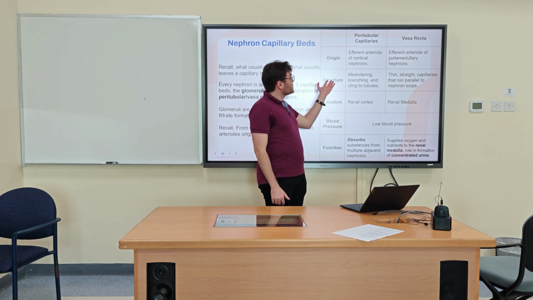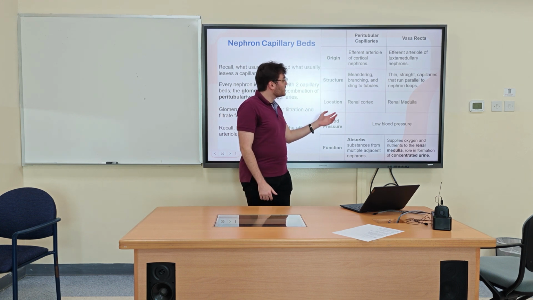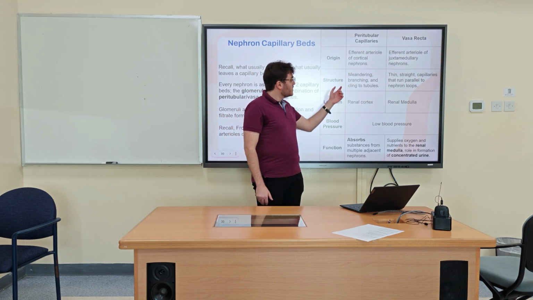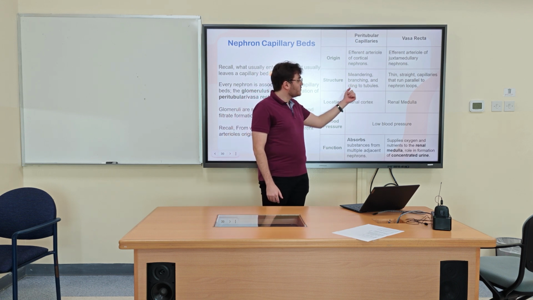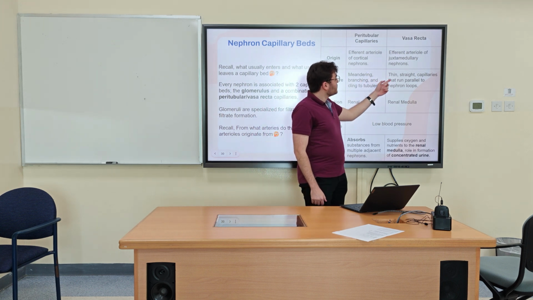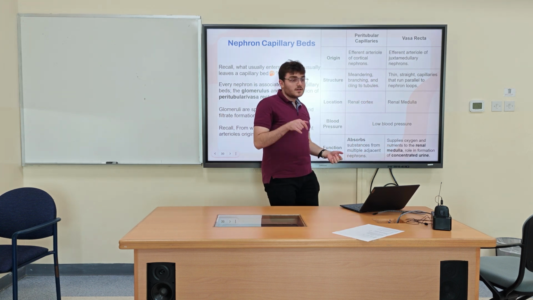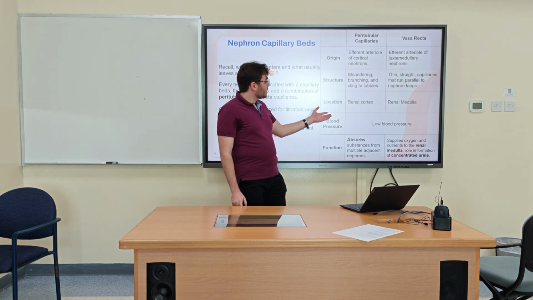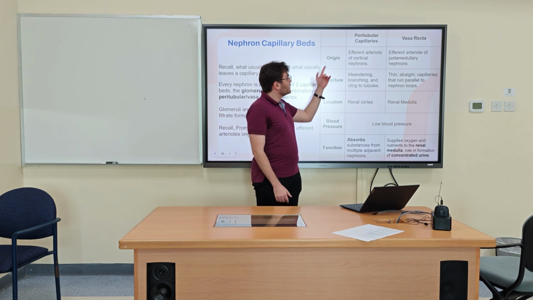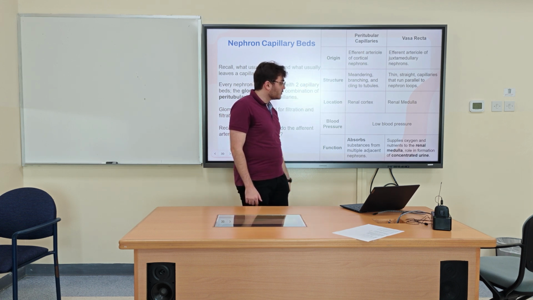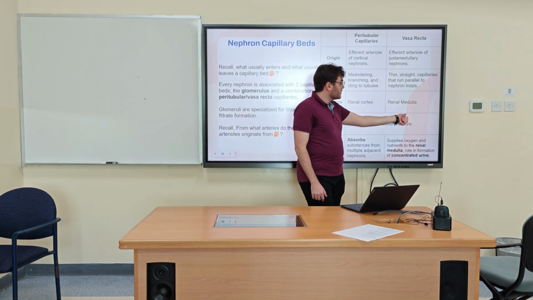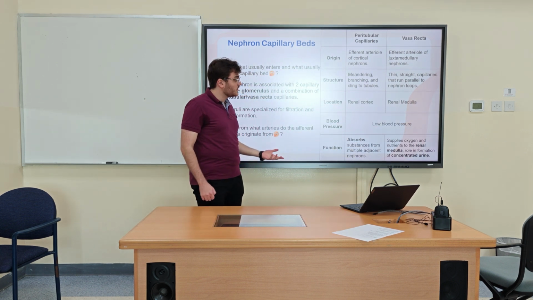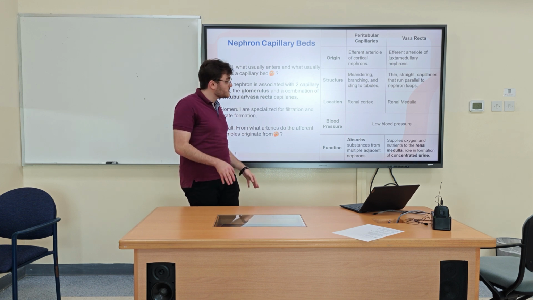Okay. So for the structure, the peritubular capillaries are meandering, meaning they are of different thickness. They are branching and cling to the tubules. The vasa recta are thin, straight, and run parallel to the nephron loops. For the location, the peritubular capillaries are found in the renal cortex, and the vasa recta are found in the renal medulla. And this also explains the appearance of the renal medulla, why it's striped.